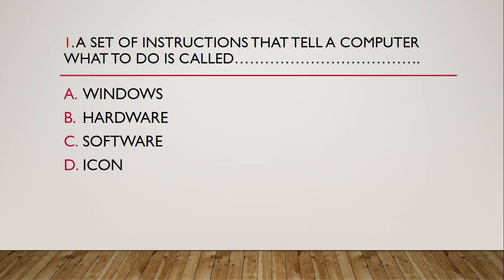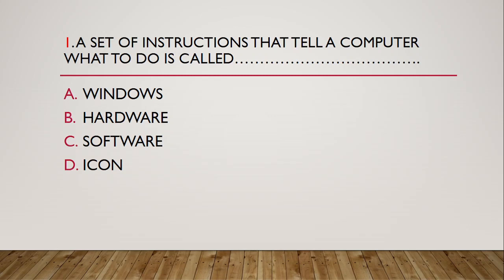Let's look at our number one question. It reads: a set of instructions that tell a computer what to do is called dash. Our options are as follows: A, Windows; B, hardware; C, software; D, icon. The question you should ask yourself is, among these options, which one is defined as a set of instructions?